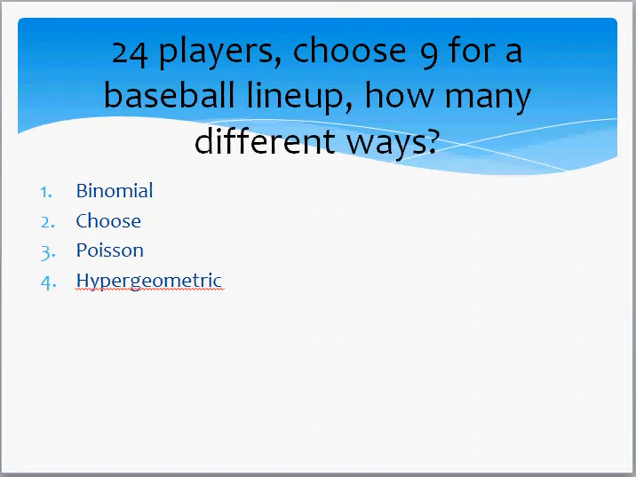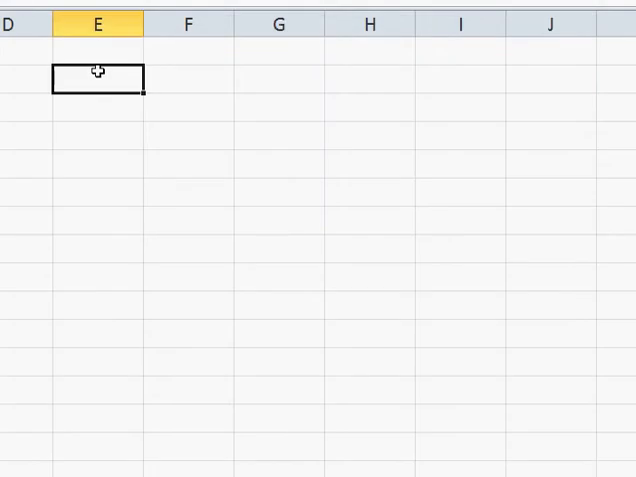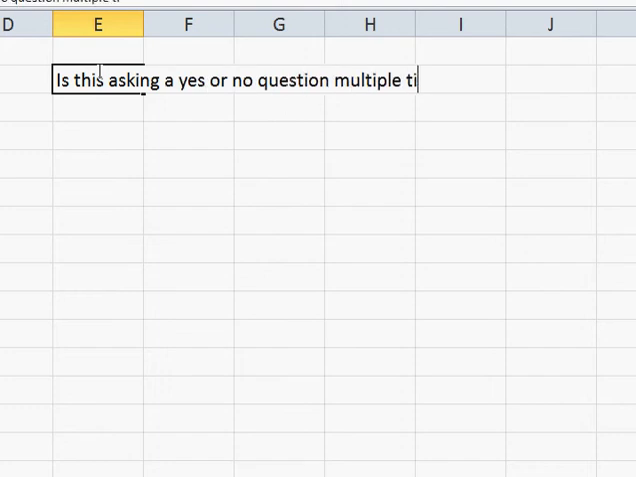Okay, so let's think about some ways in which we can use the different models from this chapter to answer some probability questions. So the first thing we're going to want to do is to identify which model is the model that we want of the discrete models. And there's a couple ways you can tell. So first, one thing you can do is you can ask, is this asking a yes or no question multiple times?